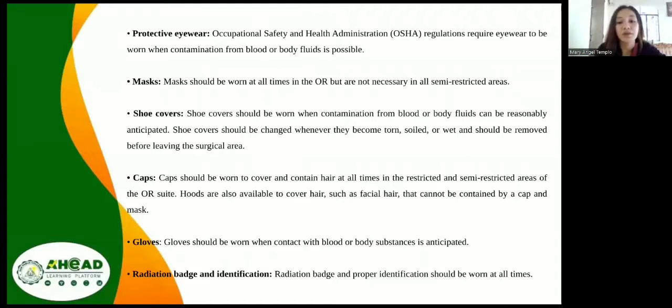Shoe covers should be changed whenever they become torn, soiled, or wet and should be removed before leaving the surgical area. Caps. Caps should be worn to cover and contain hair at all times in the restricted and semi-restricted areas of the OR suite. Hoods are also available to cover hair, such as facial hair, that cannot be contained by a cap and mask. Gloves. Gloves should be worn when contact with blood or body substances is anticipated. Radiation badge and identification. Radiation badge and proper identification should be worn at all times.